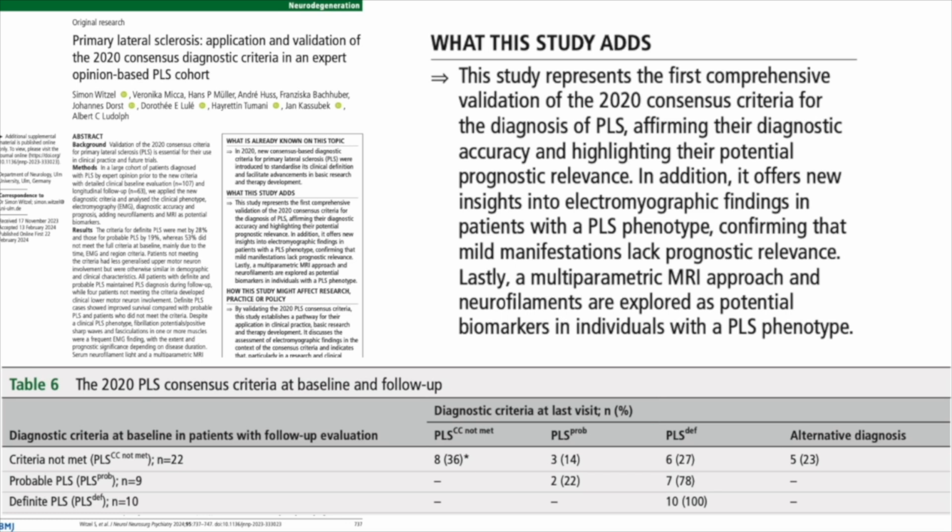The problem is, of course, that there were people who didn't meet the criteria who then, with a bit more time, did, and people who stick in the probable categories. So they're not perfect, but I think the point is that it's doing what we kind of wanted it to do when we met last time.